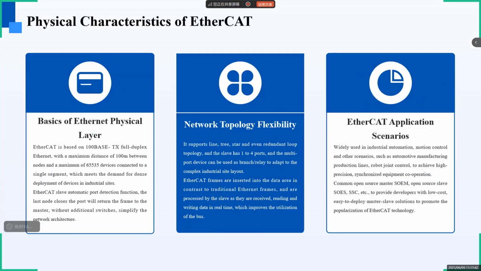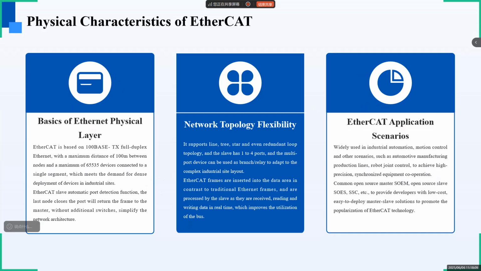Next, some physical properties. In terms of the physical layer, the nodes are always open between them. Minimum. Up to 100 meters. Meets the wiring needs of factory workshops in terms of topology structure. Supports linear, vertical, heart-shaped, even redundant loops.